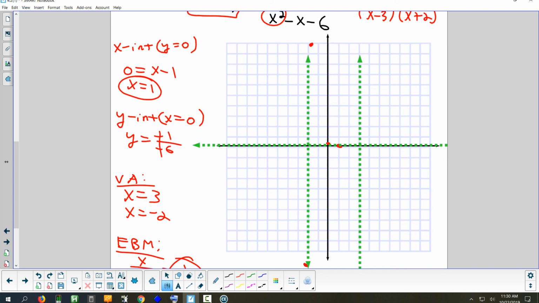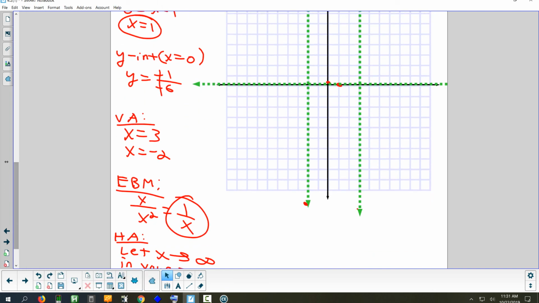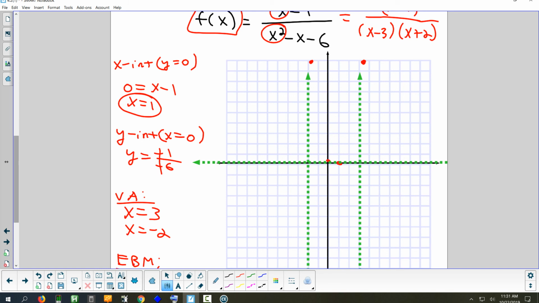Now let's do the same thing near this other one. This is at 3. What's a value that's just a little smaller than 3? 2.999. And a value a little bigger? So when we're just before, we're way down. Just after, way up. Way down, way up. Now remember, what was our horizontal asymptote?